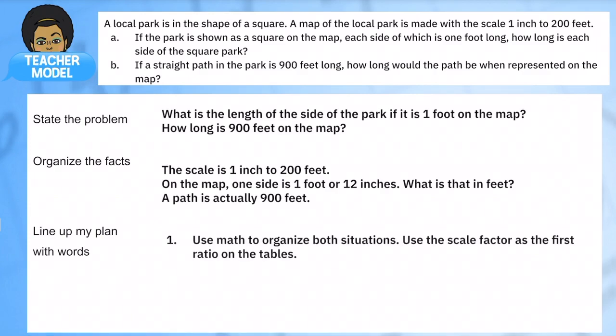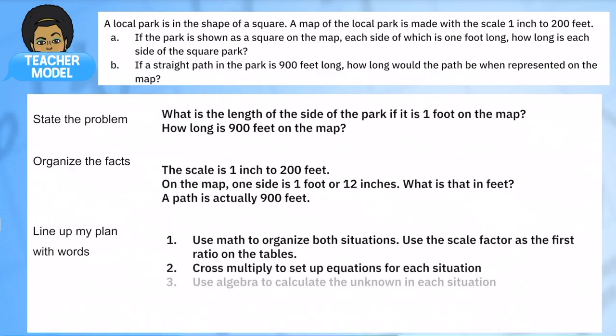And so here's our plan. We're going to use math to organize both situations because then we have an A and a B. We're going to use the scale factor as the first ratio. We're going to cross multiply. And we're going to use algebra to calculate the unknowns. So that is our goal for today, Math Marbles. So let's jot this down into our notes and we'll do our second example for today.